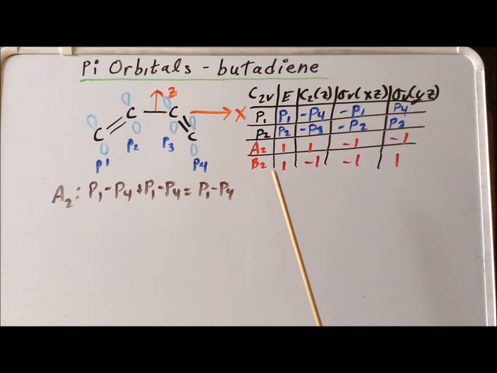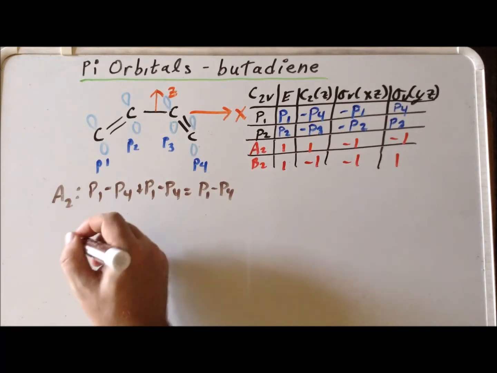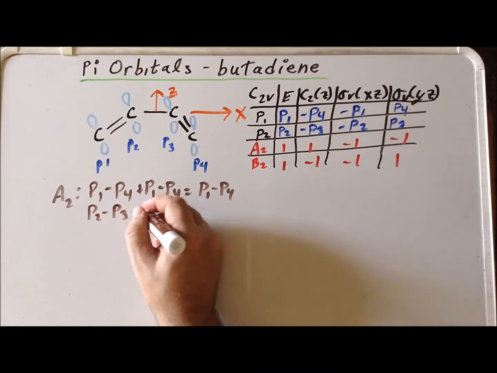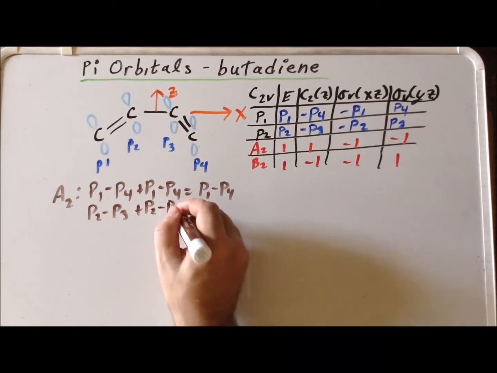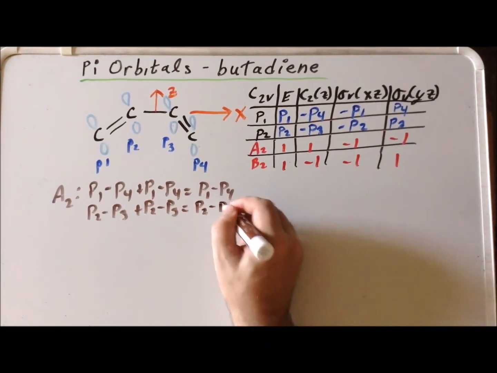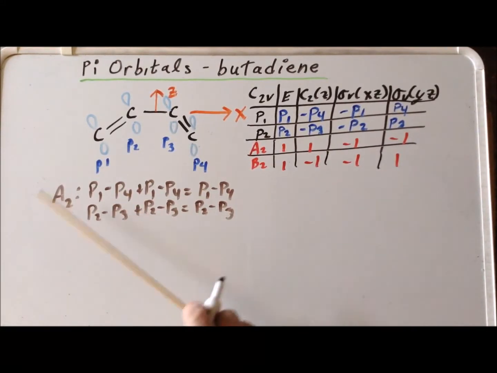We can apply the same process to the second row, P2, for the A2 irreducible representation. So now we have 1 times P2 plus 1 times minus P3, and so on. And that gives us P2 minus P3 plus P2 minus P3. And again, we can condense this down to P2 minus P3. So this gives us the two A2 entries that we found when we reduced the reducible representation.